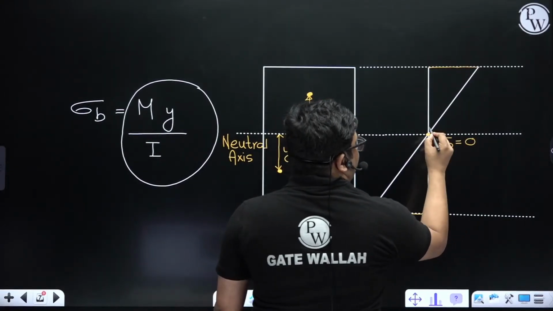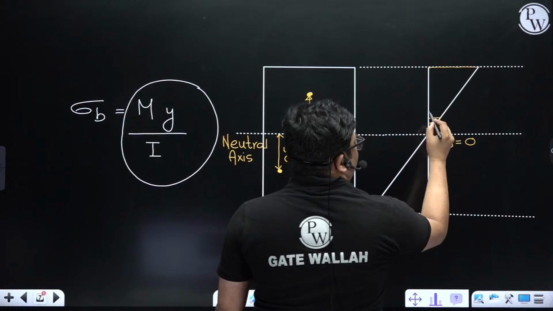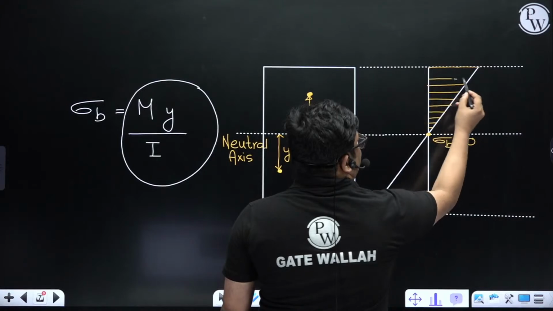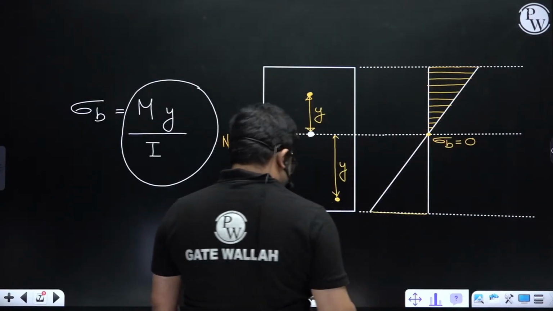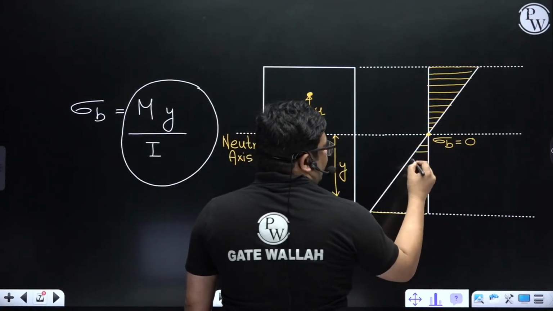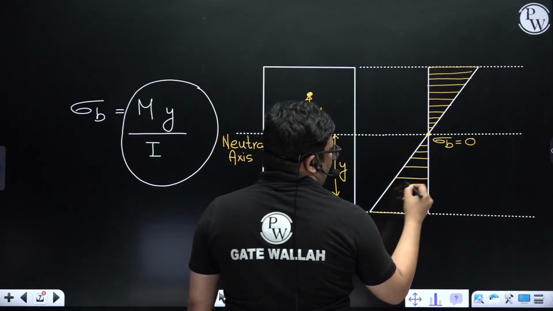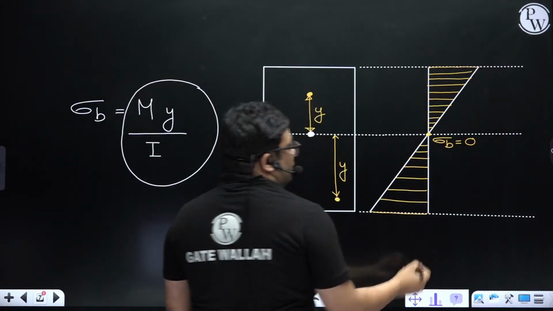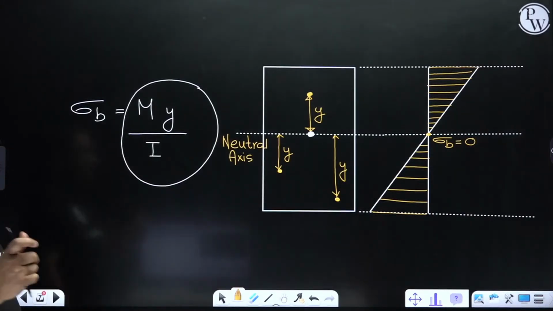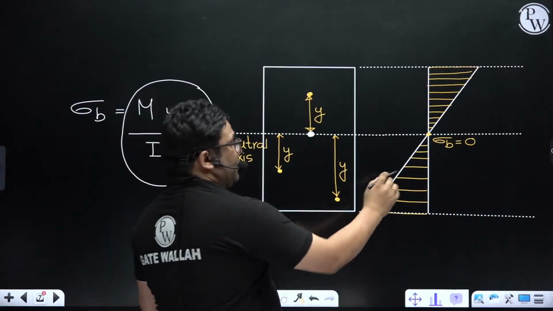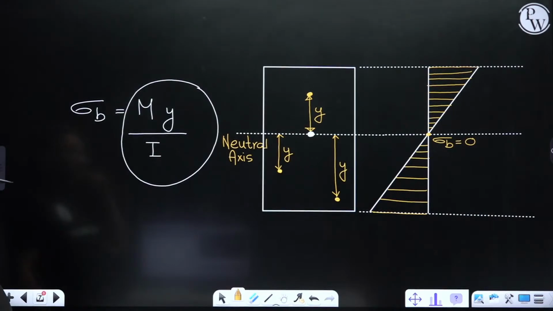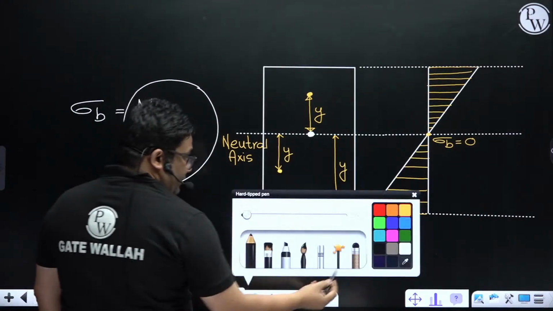You can see as we move away from the neutral axis, it is gradually increasing, and it is maximum at the extreme fiber, either top or bottom. It is 0 at the neutral axis, and at other places it is linearly changing, right? This is the distribution of bending stress at a particular cross section. Okay, very good, very nice.